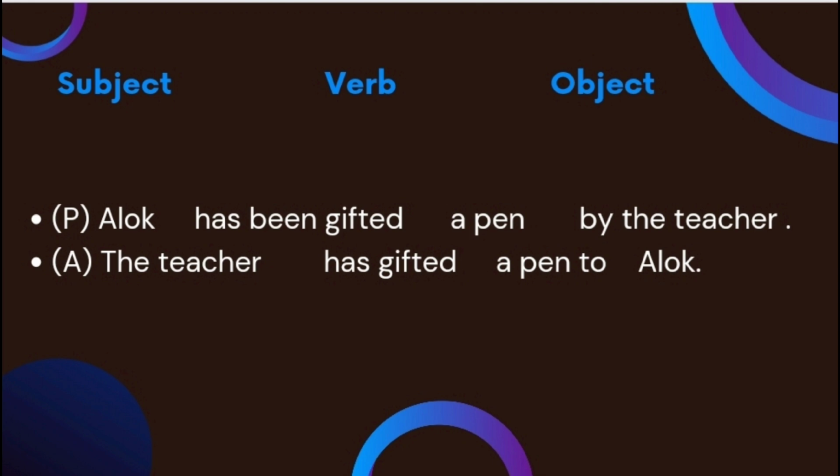If it is not clear, let's understand through this example. Alok has been gifted a pen by the teacher. In the place of subject, we have Alok. In the place of object, we have the teacher. Now, to change it into active, we have to change the positions. The teacher will come in the beginning and Alok will go at the end. So, the teacher comes in the place of subject. This has to be framed in present perfect tense. So, the teacher is singular, that's why has gifted a pen to Alok.